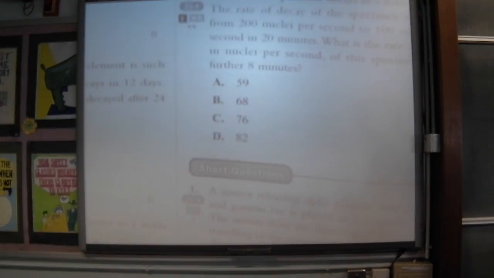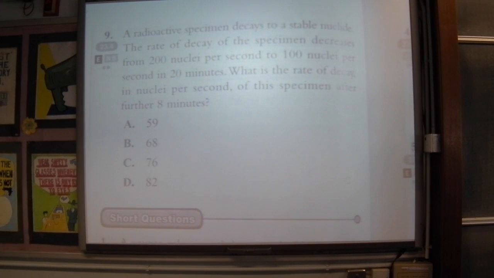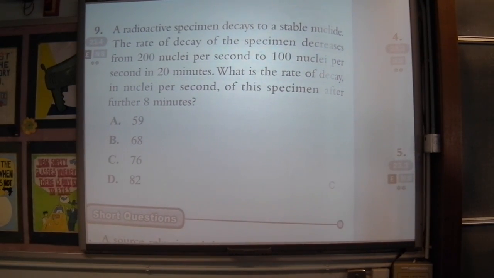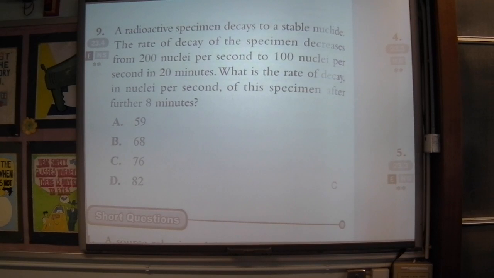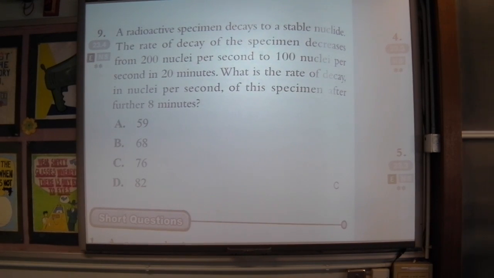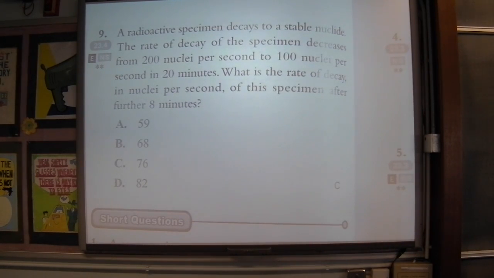Okay. Question number 9. This one involves some calculation. A radioactive specimen decays to a stable nuclide. The rate of decay of the specimen decreases from 200 nuclei per second to 100 nuclei per second in 20 minutes. So we know that the half-life here is equal to 20 minutes. No problem. Now, what is the rate of decay in nuclei per second of this specimen after a further 8 minutes?